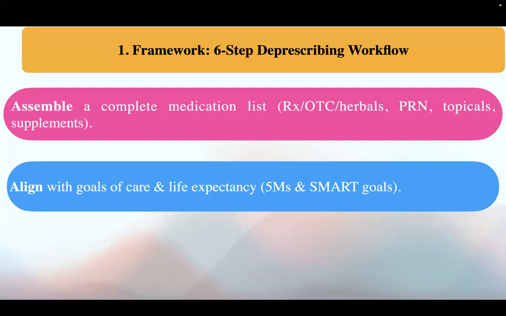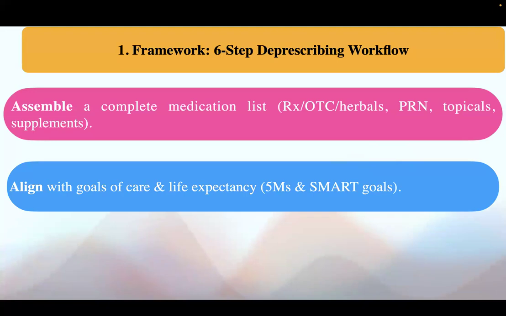A is achievable. Achievable means realistic for the patient's situation. R is relevant, that directly supports what matters the most to the patient. And T is time-bound. Time-bound means it has a timeline, for example within 3 months. So it gives you the idea, like making a to-do list, that is exactly what a SMART goal is.